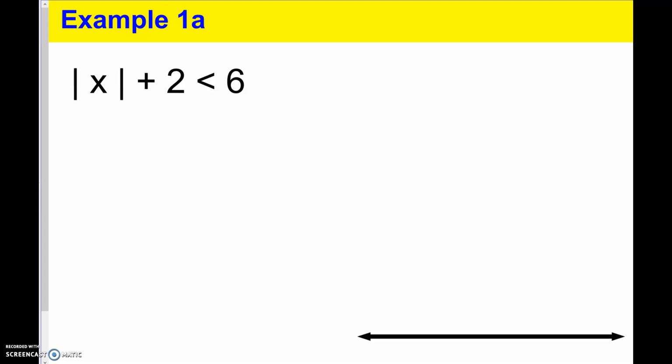Hello and welcome to solving absolute value inequalities, day 2. Absolute value inequalities, and today we are doing day 2.